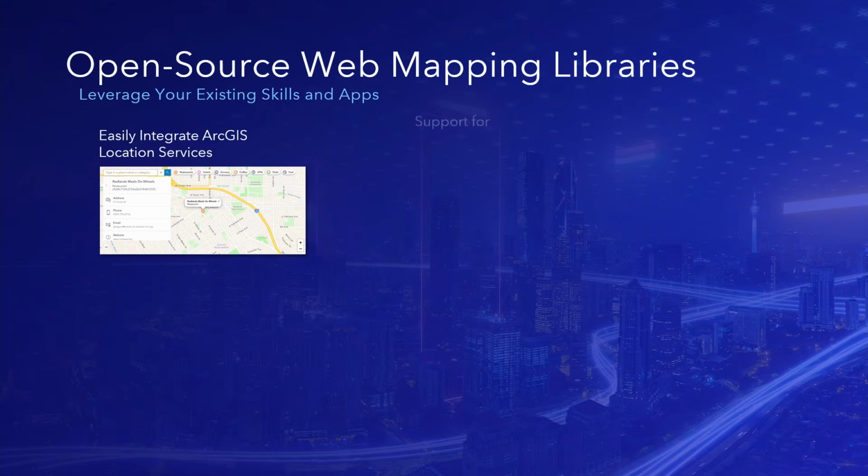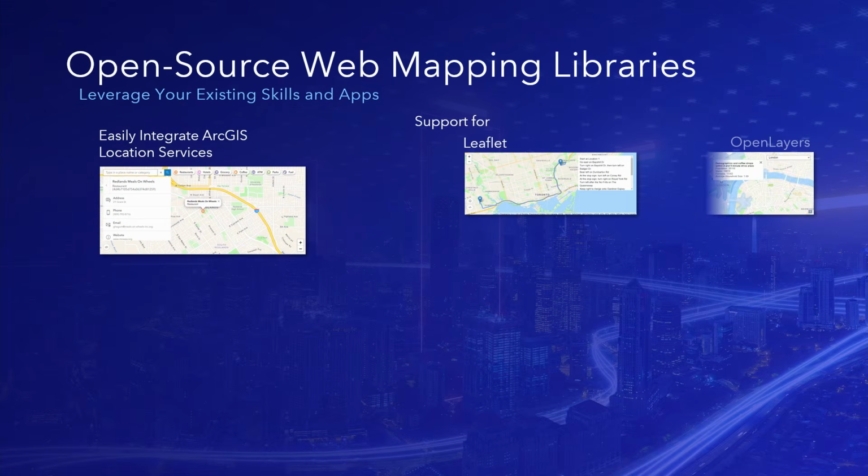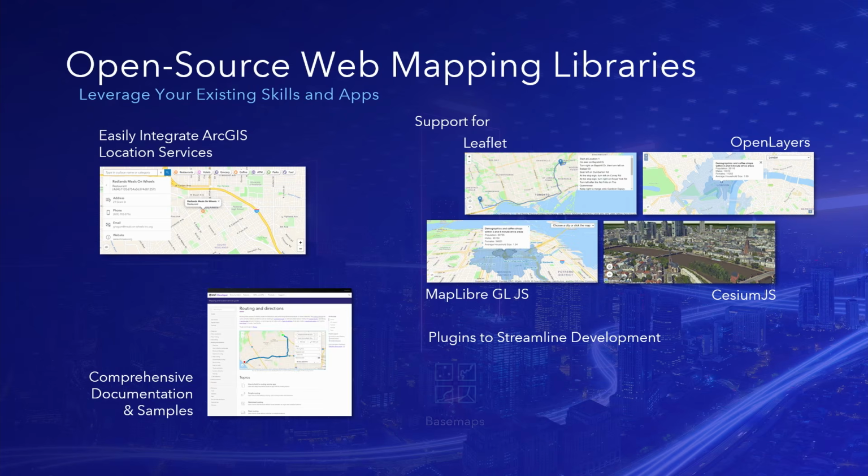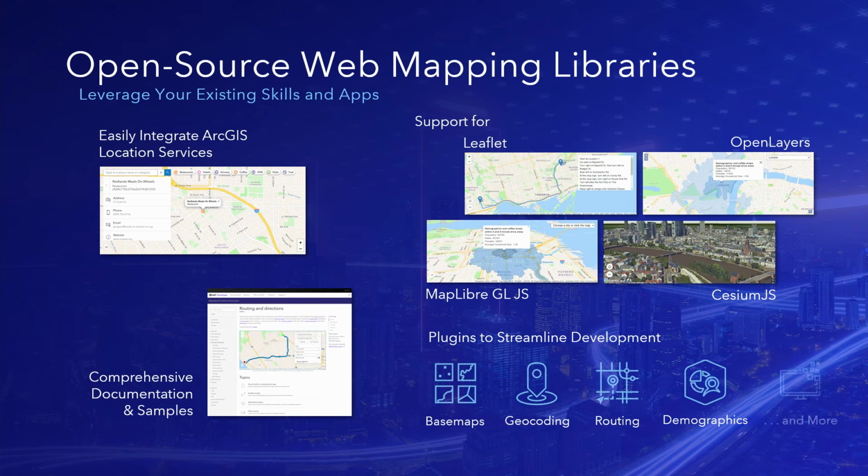With open source, we support the 4 most common open source mapping libraries: OpenLayers, Leaflet, MapLibre, and Cesium.js. And increasingly, we're putting a lot of effort into building plugins to these libraries that make it even easier to use your open source mapping skills, but with the full power of the services coming from ArcGIS. To show us what we've been doing in the open source world, I'd like to pass it over to Anita.